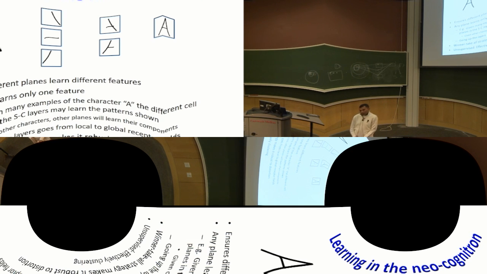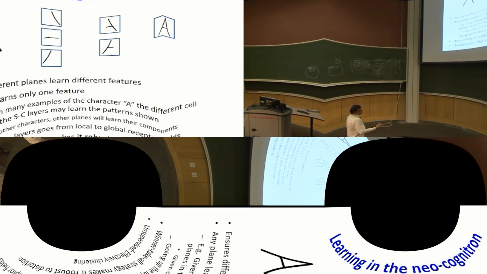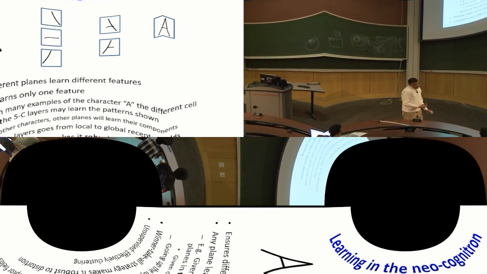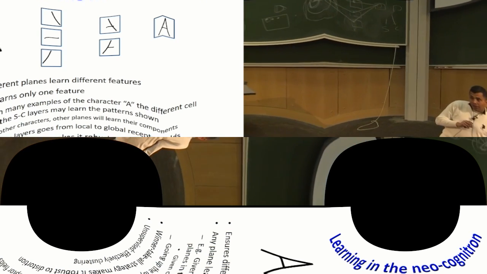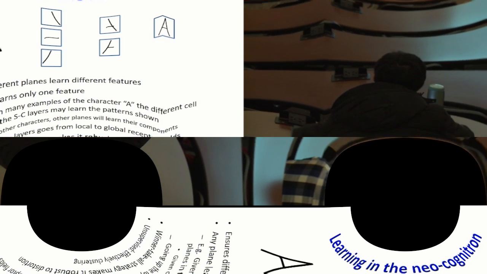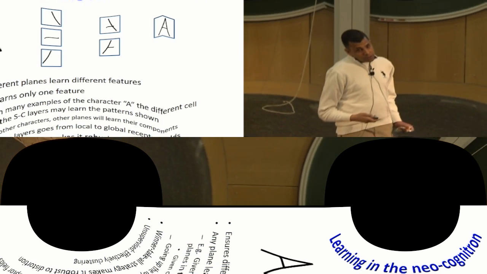So he showed, using a computational implementation of his model, that if you train this system using lots and lots of images of characters, for instance, then the S cells in the first layer might end up learning patterns of this kind. Then the next layer learns slightly more complex patterns. By the time we get several layers deep, each of the cells is learning a fairly complex pattern. And this is completely unsupervised. There is no supervision signal. All you're doing is using Hebbian learning, starting from a random start.